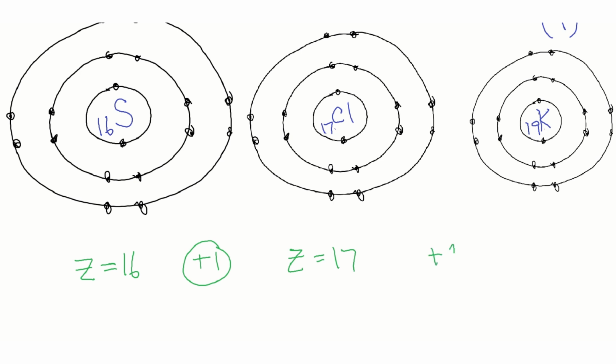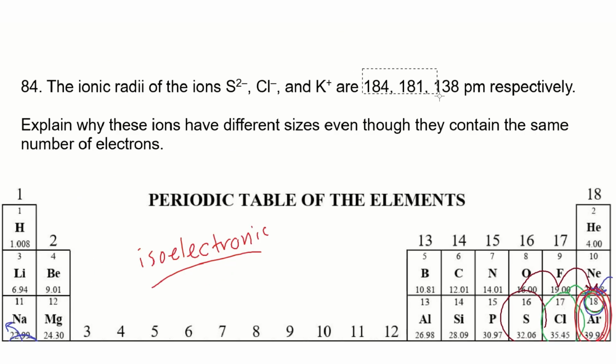In other words, 17 protons is 2 less than 19. The size difference should be greater between the chloride and the potassium ions. And the measurements given in the problem agree with those expectations.